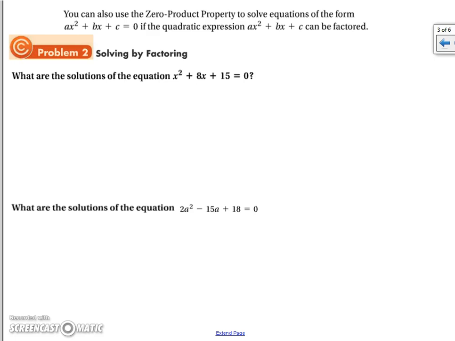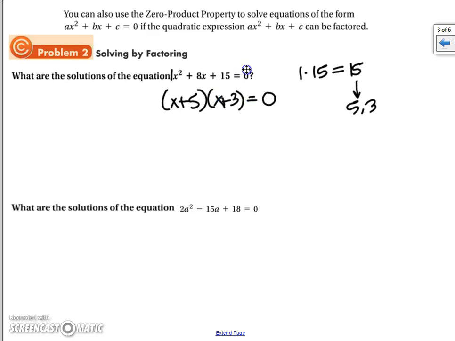Alright, so continuing on using the zero product property. However, you will see in this problem here that it is not factored for you. So you do need to factor the problem first, then set each factor equal to 0 to solve. We'll start by multiplying our a times c. So 1 times 15 gives us 15, which means we are looking for the factors of 15 that add to 8. Hopefully you know that that is 5 and 3. Because a is 1 here, we already know that those are going to be a part of our problem. We will have x plus 5 and x plus 3, and we will set it equal to 0 just as it was in the problem.